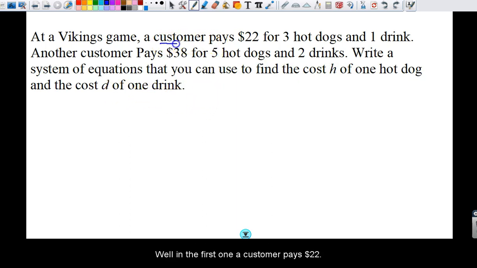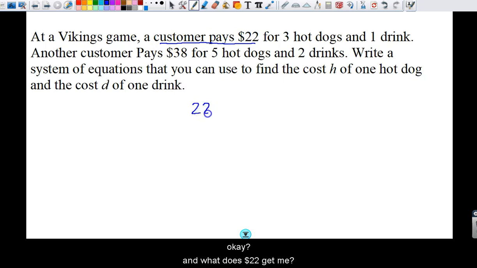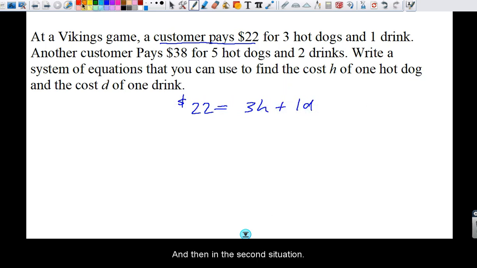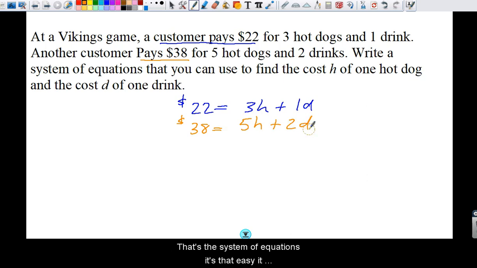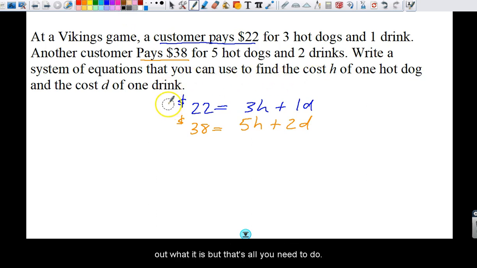Well, in the first one, a customer pays $22, okay? And what does $22 get me? That gets me 3 hot dogs plus 1 drink. And then in the second situation, he pays $38, or she pays $38. How much does that get me? 5 hot dogs and 2 drinks. And that's the system of equations. It's that easy. It doesn't say that you need to solve it. You don't need to find out what it is, but that's all you need to do.